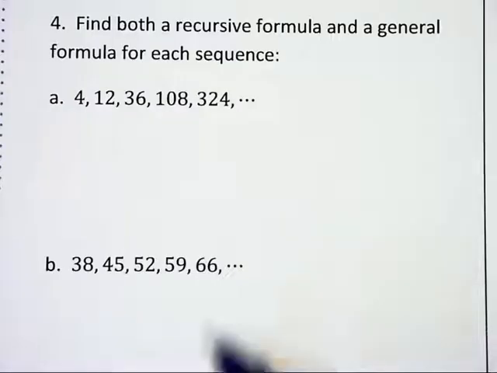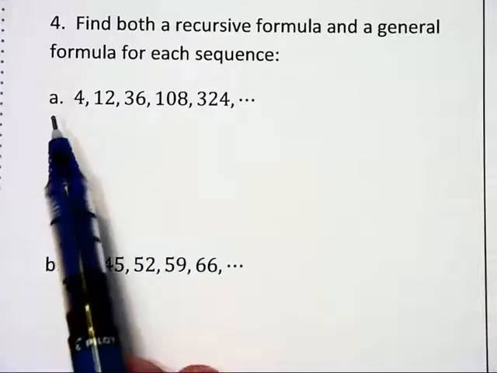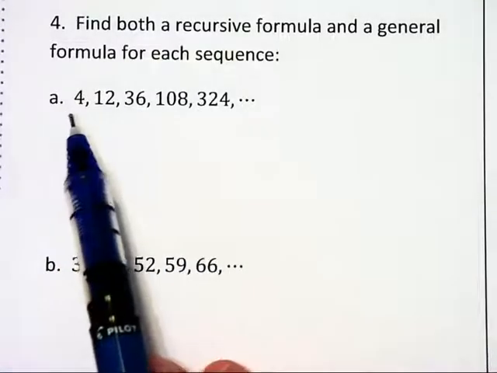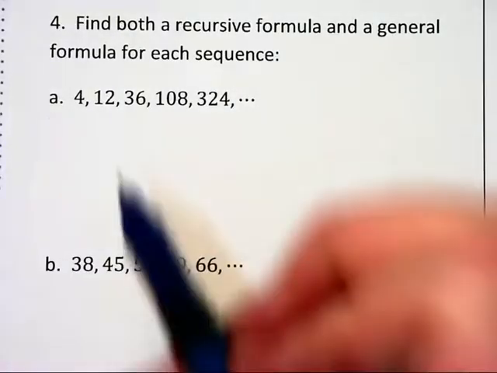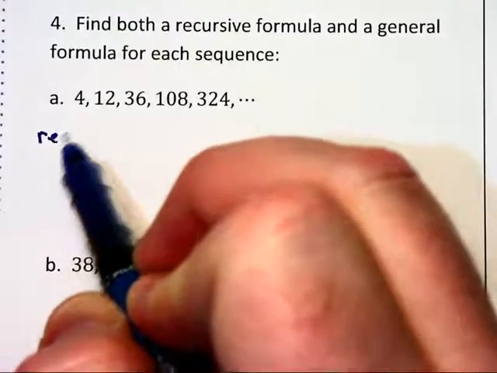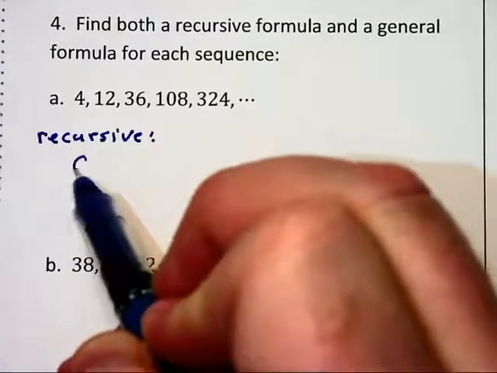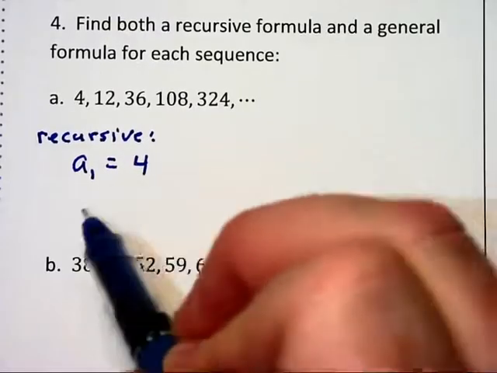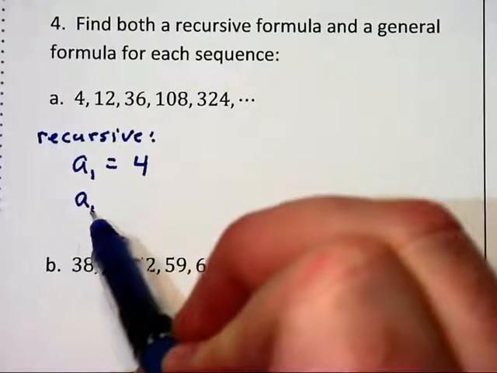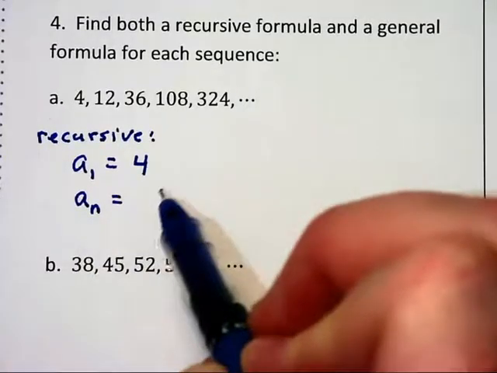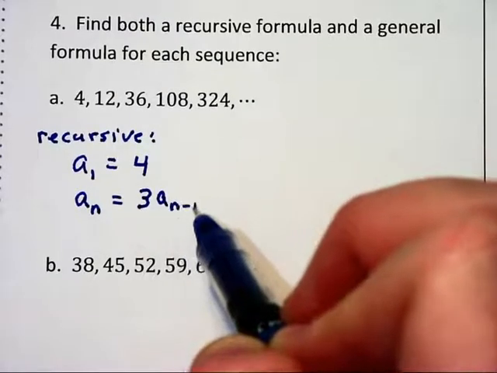Here we are being asked to find both a recursive formula and a general formula. Looking at the sequence, we notice that we are multiplying by 3 to go from term to term. So if we are looking for a recursive sequence, you need two pieces of information: a1, which is 4, and then a formula for the nth term. I'm going to write a sub n is equal to 3 times a sub n minus 1.